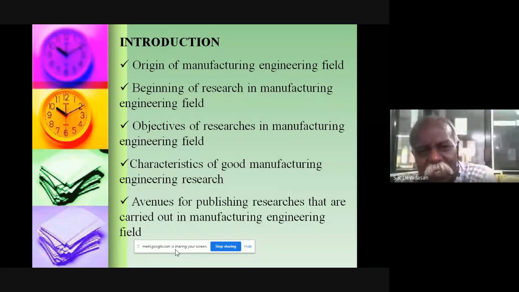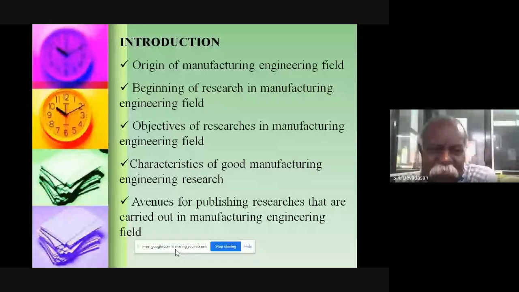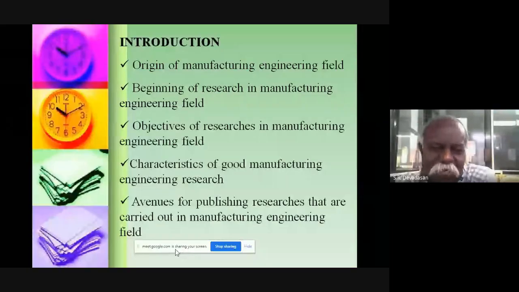In case we are able to do that kind of research, a day will come, not very late, even within a short period of time, when manufacturing engineers who are working in company environments will come to our colleges to seek the practical skills and knowledge that we have developed.